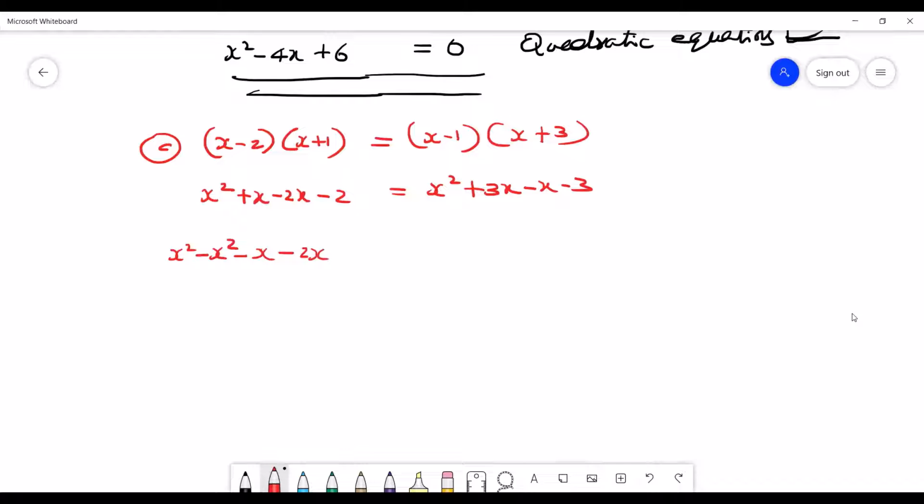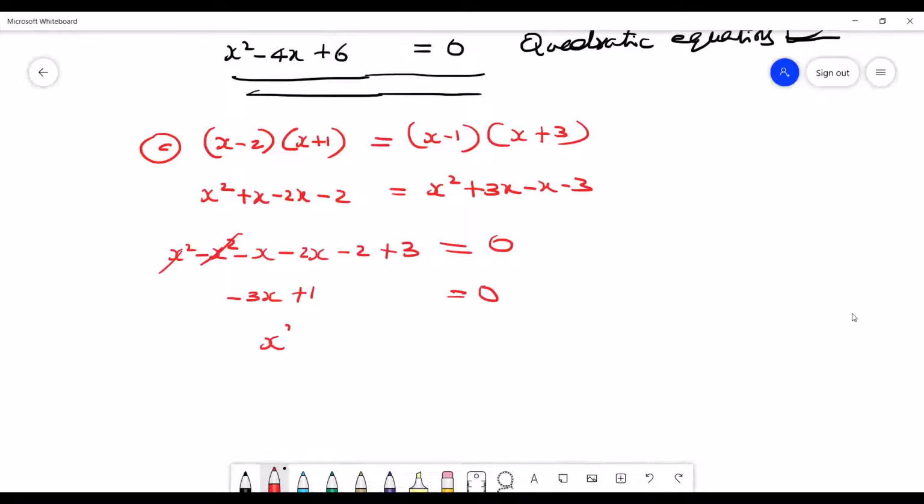Then here a constant minus 2 is here. Here a constant plus minus 3 is there. So that will become plus 3. This equal to 0. So x square will get cancelled. Minus x minus 2x is minus 3x. Minus 2 plus 3 is plus 1 equal to 0.